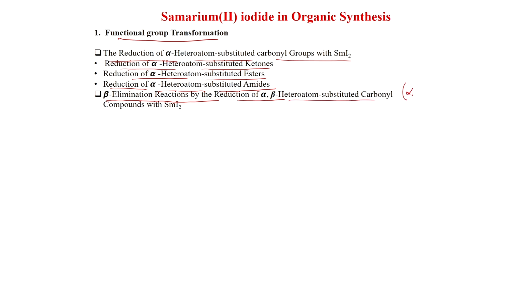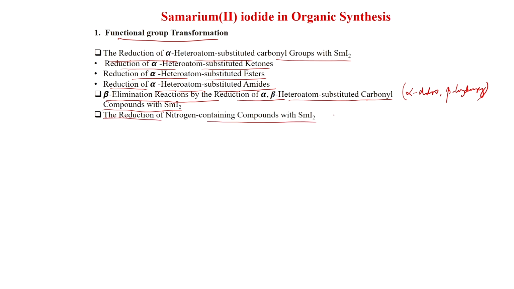Also, we will discuss beta elimination reactions by the reduction of alpha beta heteroatom substituted compounds, where generally alpha chloro and beta hydroxy is there, then you can get the beta elimination and generate alpha beta unsaturated carbonyl compounds. The reduction of nitrogen containing compounds with samarium iodide, that also you will see, nitro compounds. Reduction of sulfoxides and alkyl sulfonate, that also we will see.